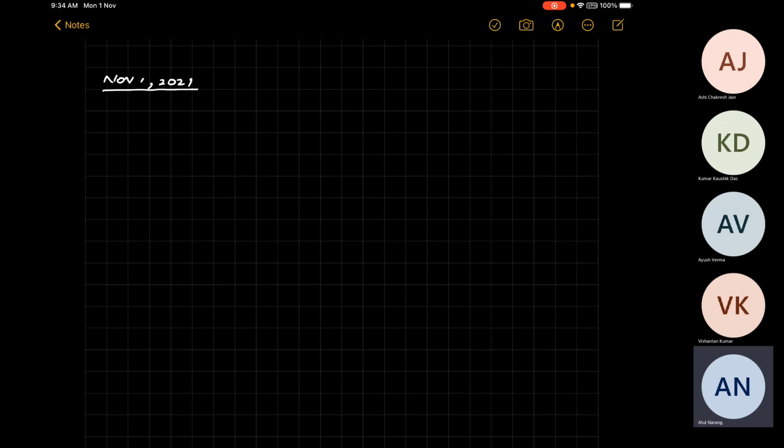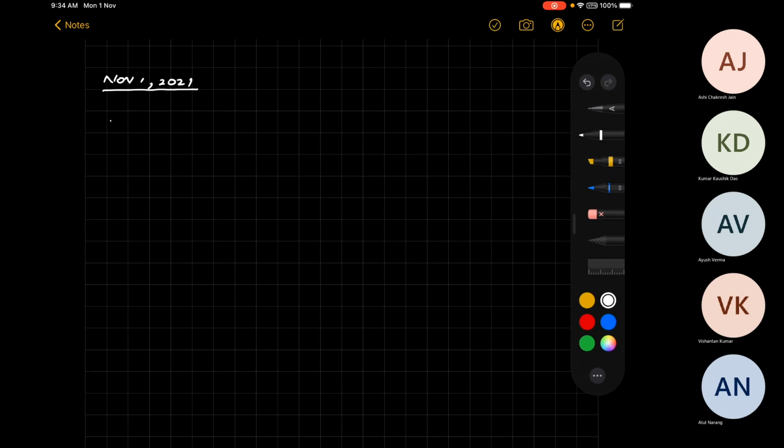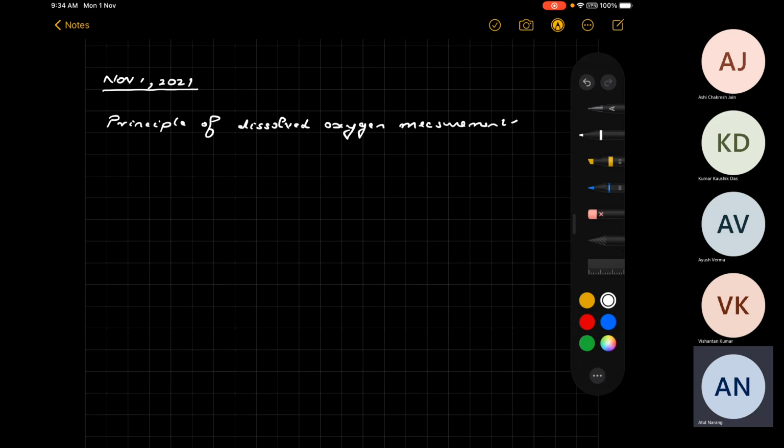So, the basic idea is the principle of dissolved oxygen measurement. And like I said last time, the moment you see the word dissolved oxygen, it means oxygen in the liquid phase. So this is the oxygen actually dissolved in the aqueous or liquid phase.